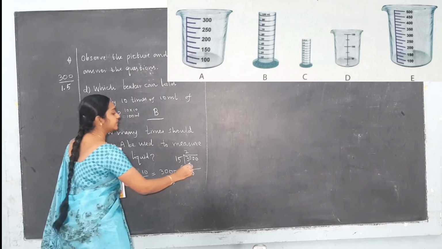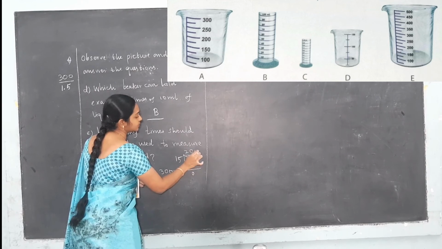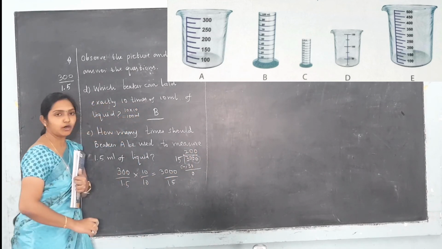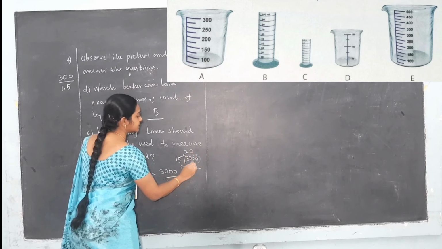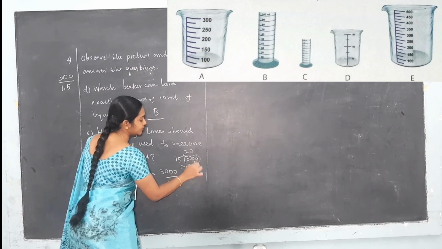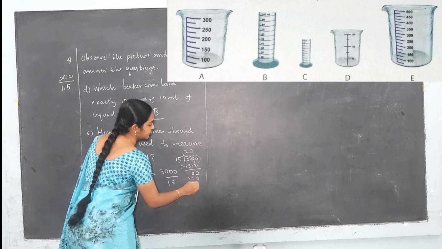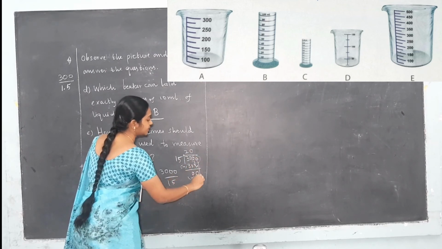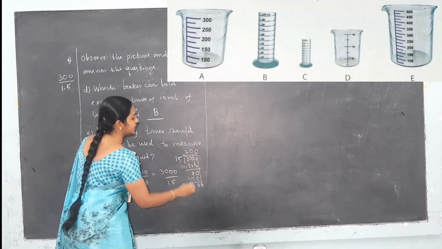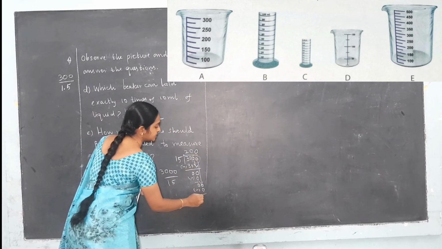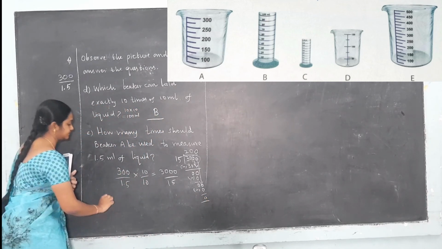Next, we are having 2 zeros. So, add 2 zeros in the quotient. 0 into 15 is 0. We have to bring the 0 down. 0 into 15 is 0. 0 minus 0 is 0. Next, we have to bring down the 0. 0 into 15 is 0. 0 minus 0 is 0. So, the answer is 200 times.